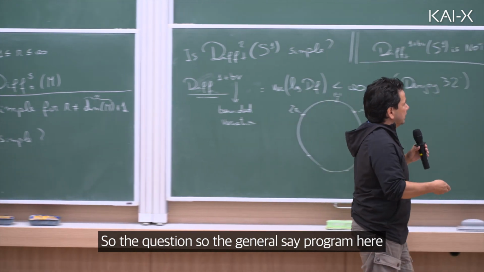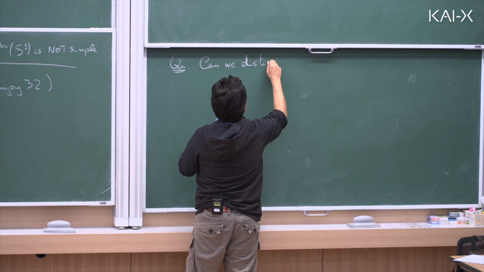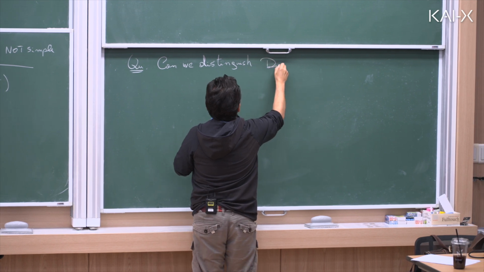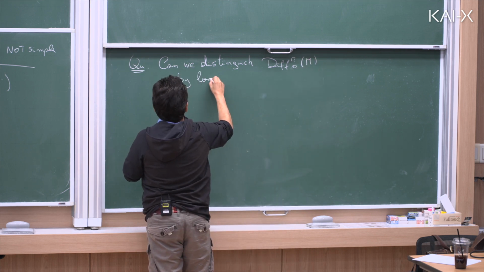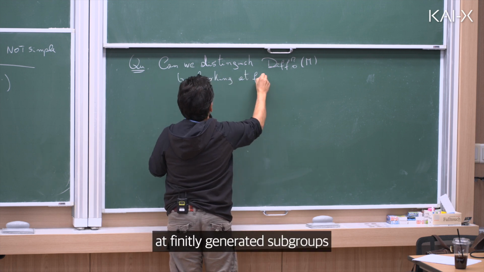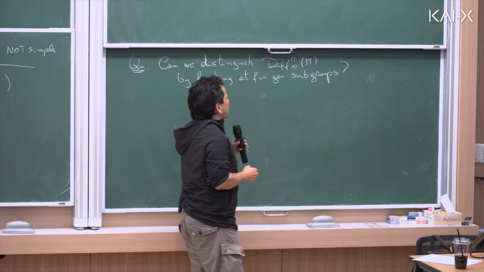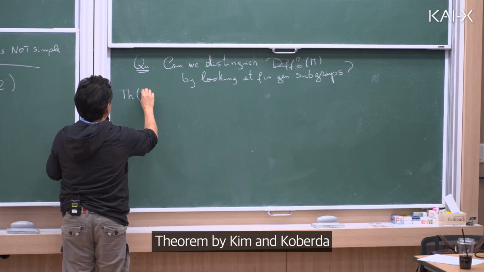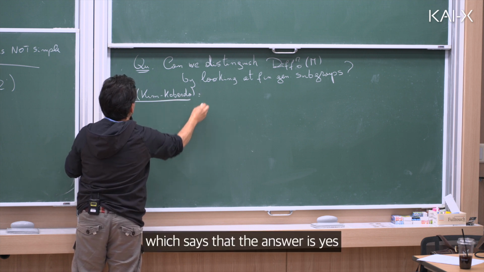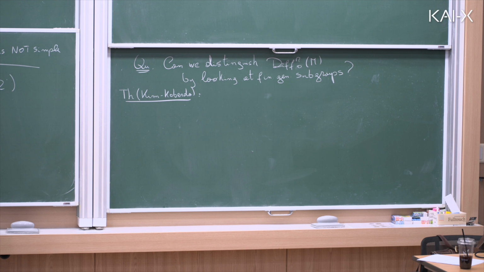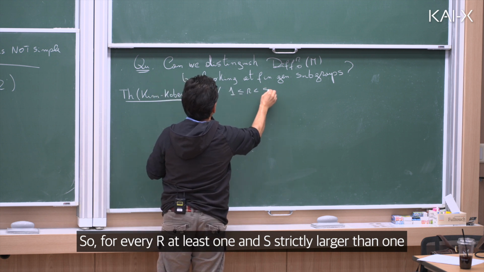So the general program here is, can we distinguish groups of diffeomorphisms by looking at finitely generated subgroups? Theorem by, I think, Kim and Koberda, which says that the answer is yes in dimension 1. So for every R at least 1 and S strictly larger than 1.